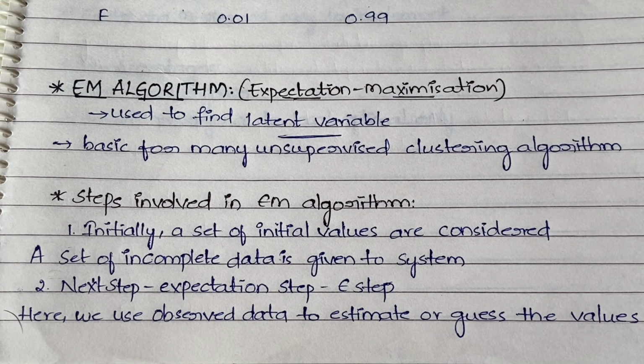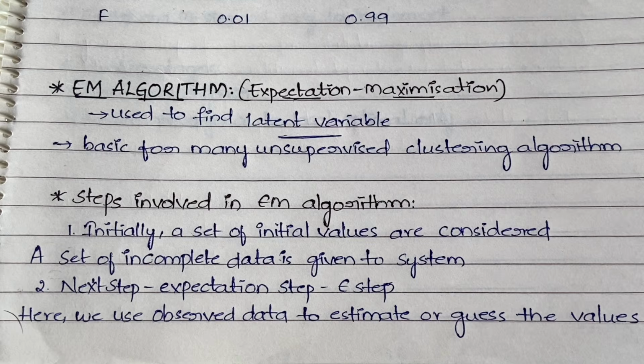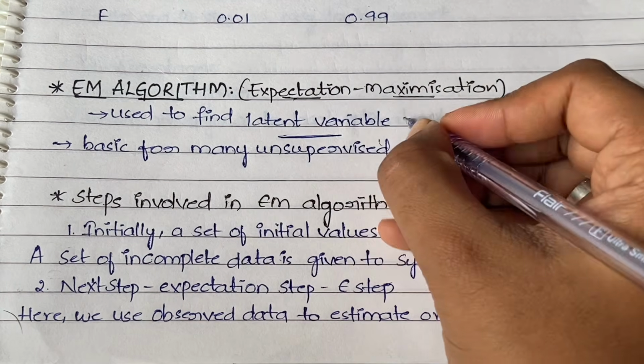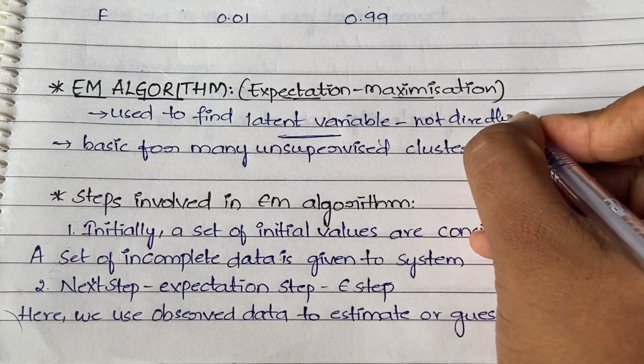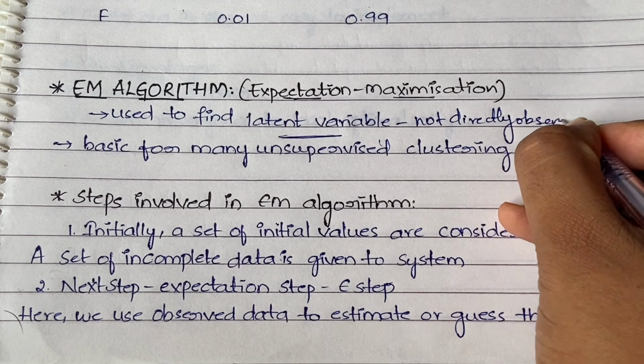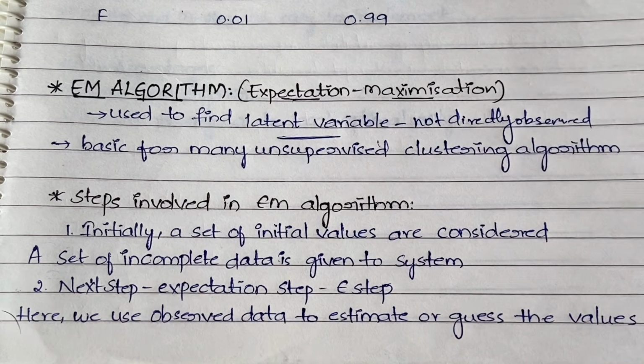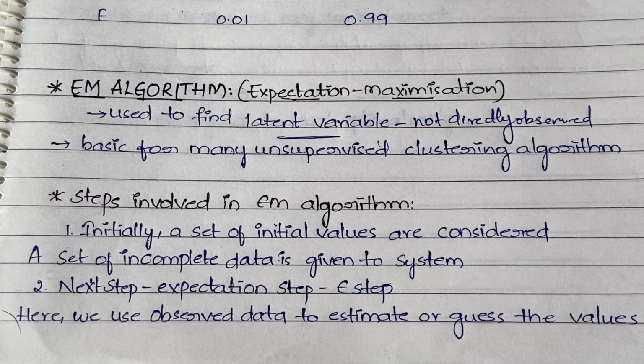Now I'll tell you what a latent variable actually is. Latent variables are variables that you cannot directly observe, you cannot directly derive those variables. These latent variables are not directly observed. Then how do you get their values? You can infer them from the other observed variables, that is, the previously observed variables which you have in your system. You can infer the value from those variables.